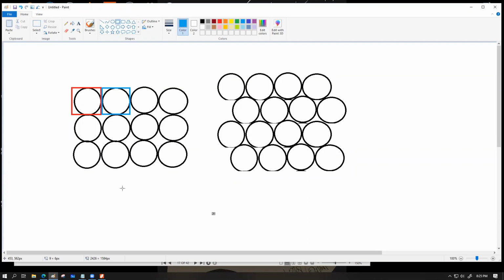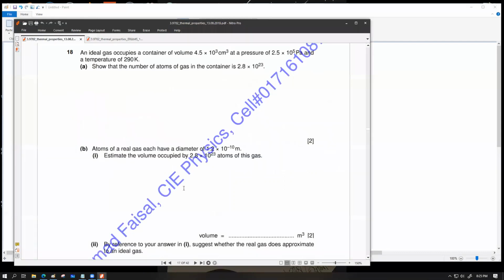No. What they are trying to tell us is that the atoms of a real gas each have a diameter of this much. Estimate the volume occupied by this many atoms of this gas. So what is the exact volume occupied by this many atoms of the gas, not the total gas itself? We are not considering a closed space. We are considering the exact volume occupied by each gas molecule and summing up that volume. So what is the exact volume of those molecules only, not of the entire space the gas is spread over? Okay, sir, got it.